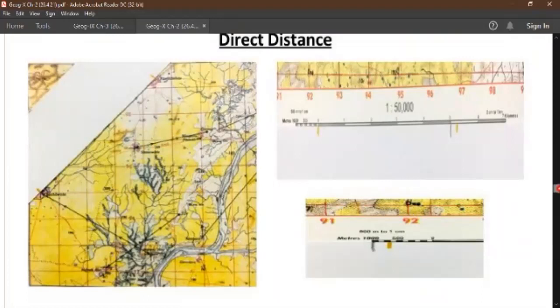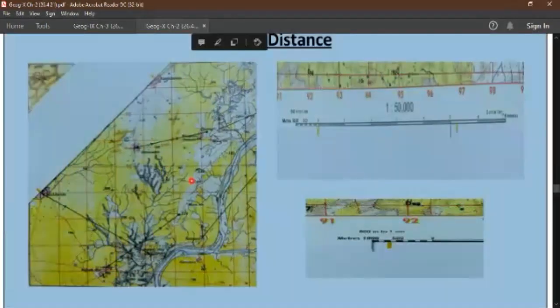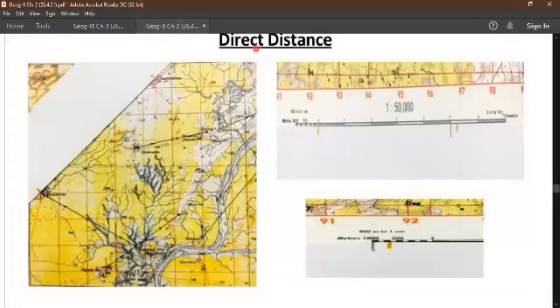For example, you have to find out the direct distance between Kuchawada and Panthwada. First of all, we have to find out the midpoints of both the settlements. Then take a strip of paper, as I have taken here, and mark the midpoints on it, as I have marked here and here. Now, place the paper on the graphical scale. Here, I have placed it on the graphical scale.